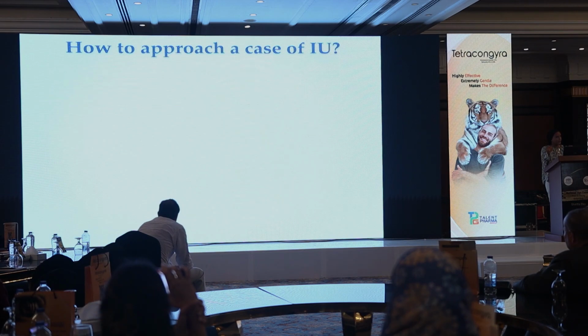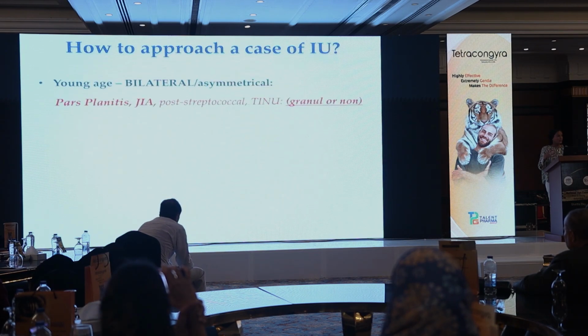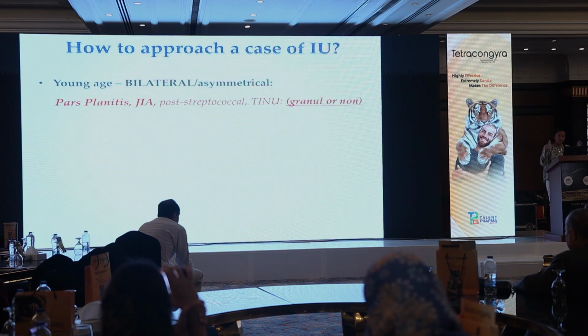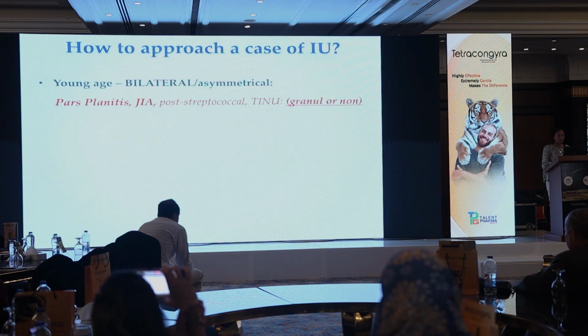So how do I approach a case of intermediate uveitis? When I see a case of young age that is bilateral and usually asymmetrical, I tend to think of pars planitis, JIA, as Dr. Therese said, because we see lots of intermediate uveitis JIA cases and not just anterior, post-streptococcal, TINU. And in all of these cases, it can be granulomatous or not. How do we determine if the case is granulomatous or not? From the KPs in the anterior chamber.